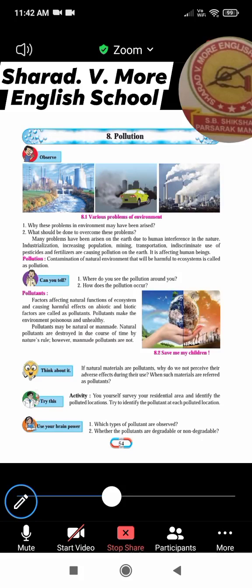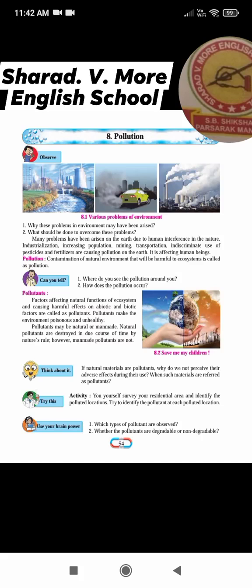Students, we have already become late. Now, yes, we have to start lesson number 8, pollution. Now, observe the figures given in 8.1, various problems of the environment. First question, why may these problems in the environment have arisen? Such types of problems that are shown in the pictures arise because of which problem?